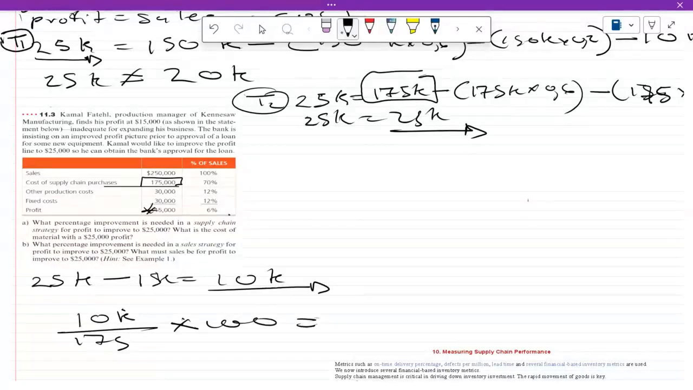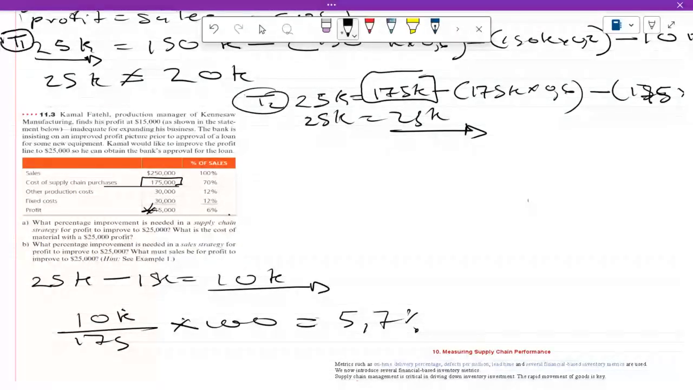Due to lack of time, let me just do it myself. 10 over 175 times 100% is 5.7%. 5.7% improvement in cost. They need to save, in simple words, 5.7% in costs. You look for anything you can save from this 175, then you'll ultimately make your profit. The minute any cent you are saving in cost is directly affecting your profit.